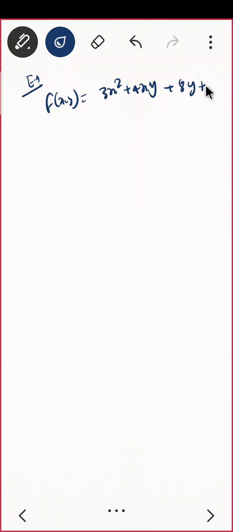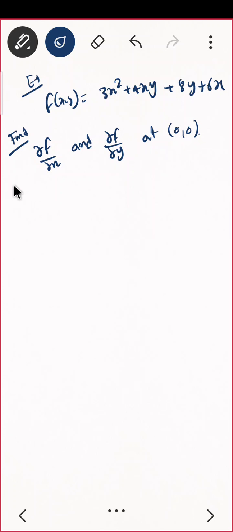Suppose I am having f of x y equal to 3x square plus 4xy plus 8y plus 6x. This is the function you are having, and you want to find dou f by dou x and dou f by dou y at 0 0. Okay, let us solve.